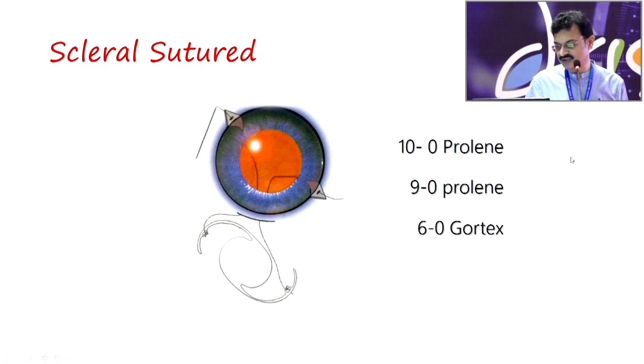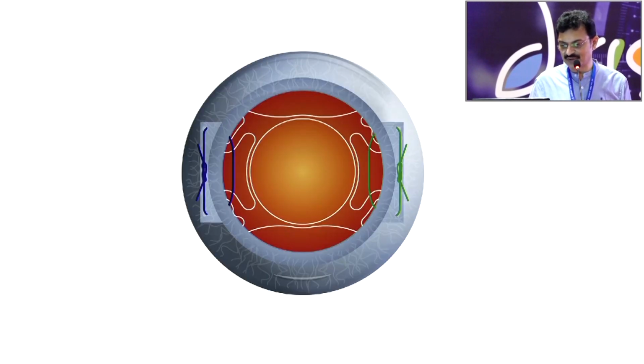So now the choice is 6-0 Gore-Tex. It looks very thick and very messy. So I am not showing those videos because they look very messy, and they don't look like something that can be done on the eye. Though we did it, I am skipping, and we have 2-point and 4-point fixation.